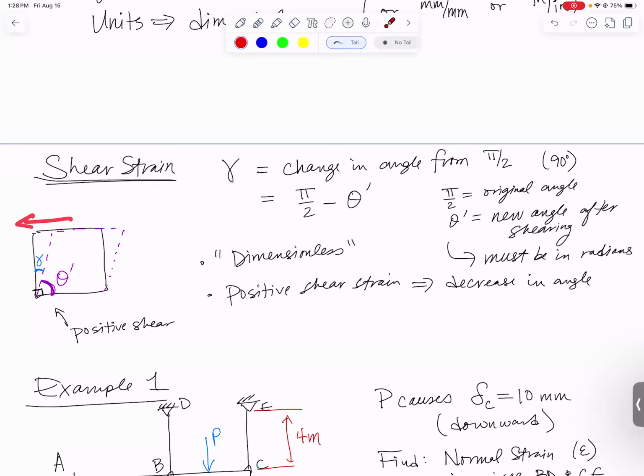If it had gone the other direction, the new angle would be bigger than pi over 2, so when you subtract it from pi over 2, you will get a negative, and your shear strain might be over this direction, and it indicates that it's sheared to the left instead of to the right. So there's our definition of shear strain.